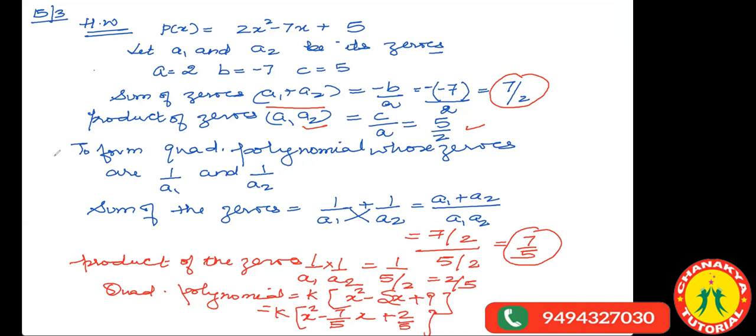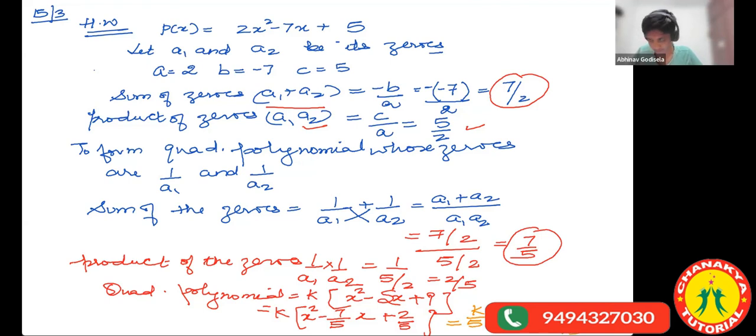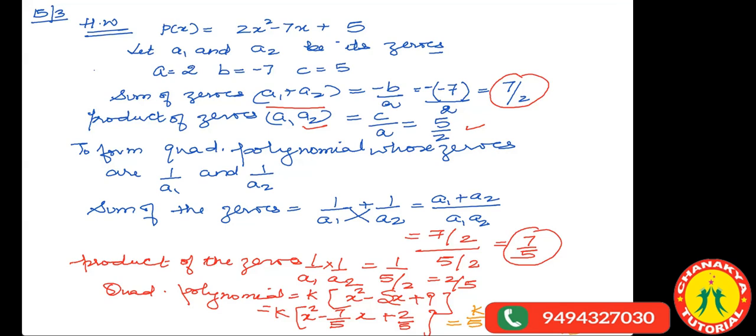I'm explaining this question again because a few children have joined only now. Now take the LCM, it will be k by 5. Then x square minus 7x plus 2. Yes, children, see. No need of making it 5x square, right? Yes, 5x square. Wait, I'm just writing here. Here will be 5x square.